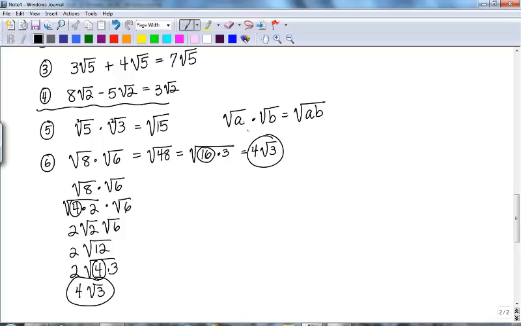The top method goes this way. This method may be a little bit easier going that way: multiply them together, then look for the largest perfect square. Let's try another one.